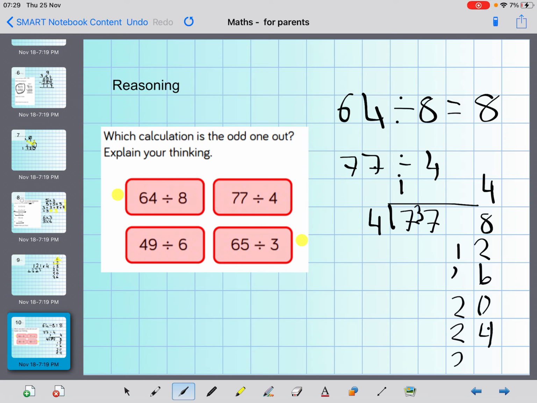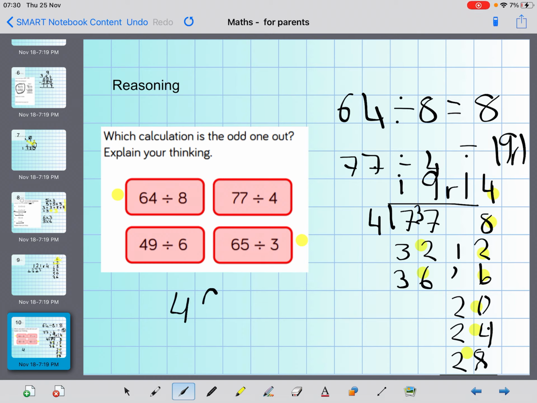24, 28, 32, 36. Oh, and I know I'm not going to get to 37, so I'm going to count 1, 2, 3, 4, 5, 6, 7, 8, 9. Oh, okay. So 4 goes into 37 9 times with a remainder. So it's 19, remainder 1.